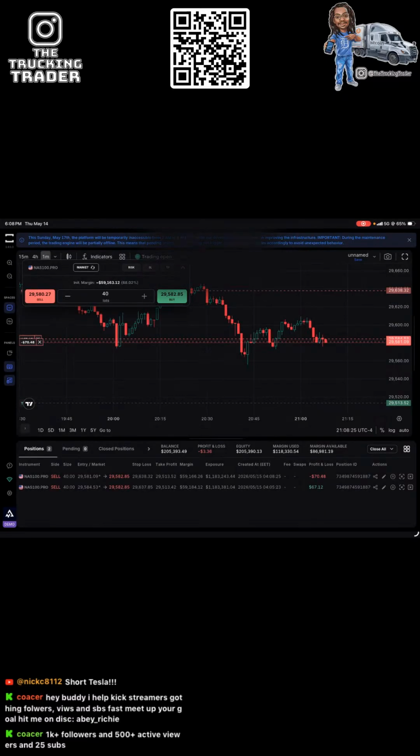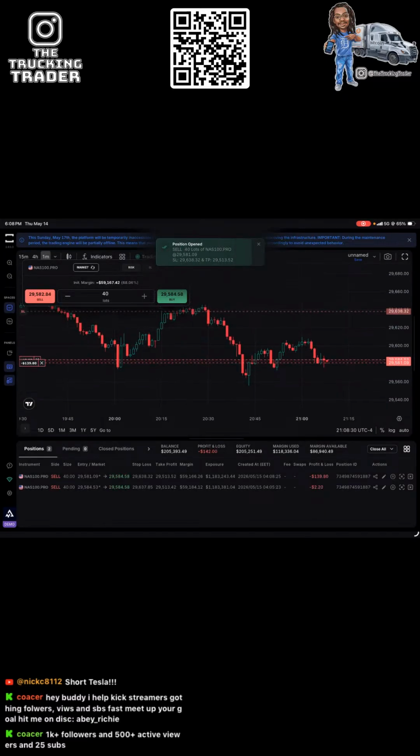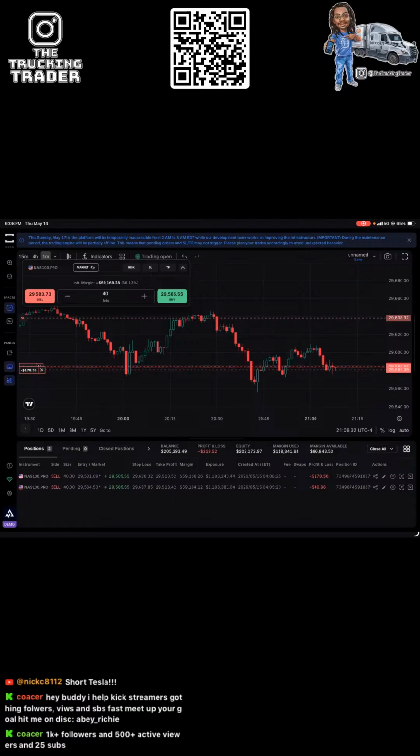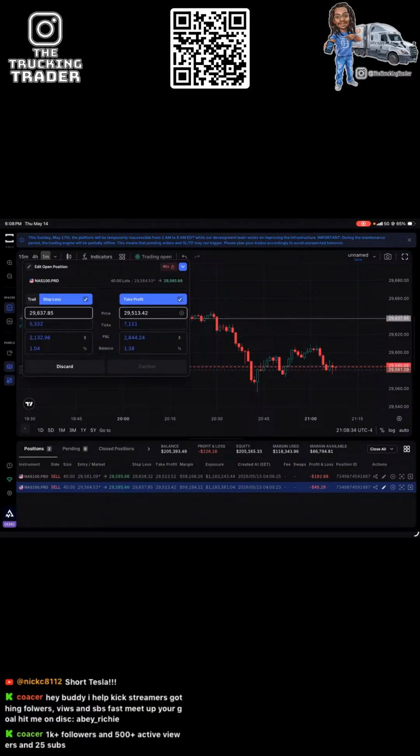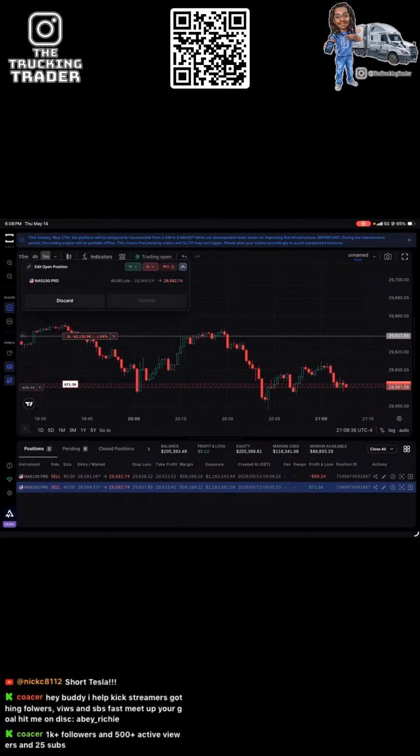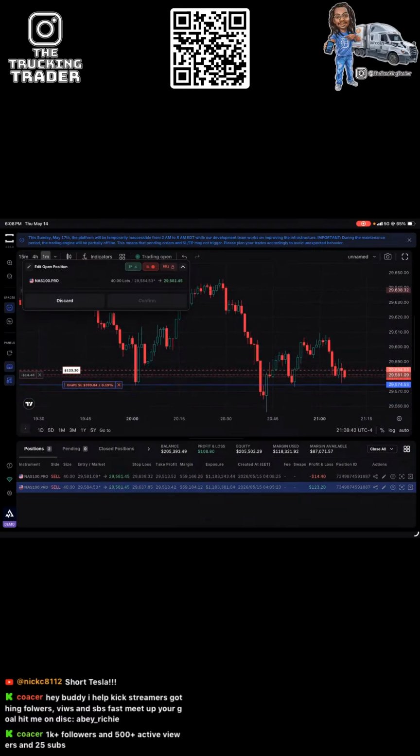Try another entry right here. I know I shouldn't be over leveraging this hard, but I want to see if I could just get a quick move to the downside. I think it's possible. The moment we get below there, I want to move my stop loss into profits.